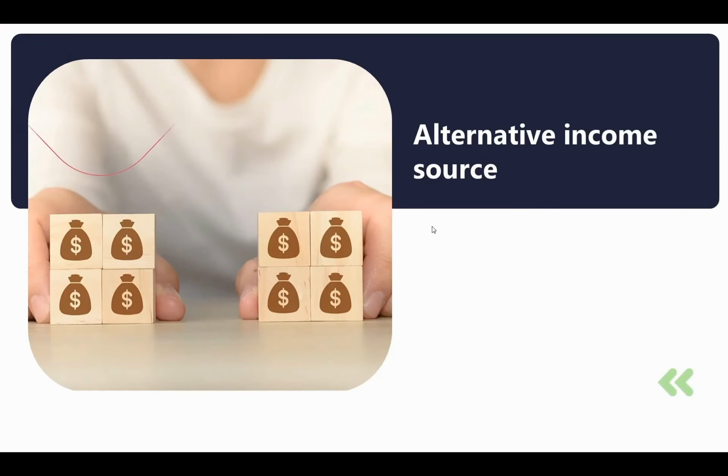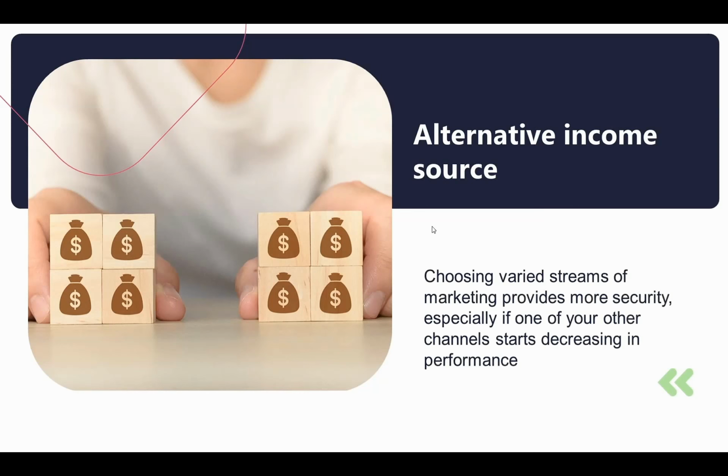Perhaps an obvious one, but it is also an alternative income source. You know what they say, don't have all your eggs in one basket. Choosing varied streams of marketing provides more security, especially if one or more of your other channels starts to decrease in performance. Then it's not a crisis mode. You still have other channels to fall back on, while coming up with another solution.